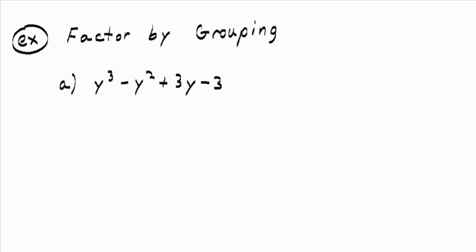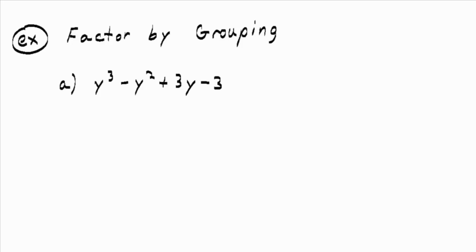Okay, so the idea in factoring by grouping is you would normally have 4 terms when factoring by grouping. So in this case, part A, we have y cubed minus y squared plus 3y minus 3. And you often group in groups of 2 terms. And if we're being nice, you're going to group the first 2 terms together and the second 2 terms together and factor out the GCF.